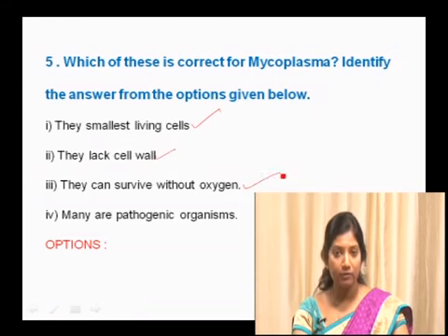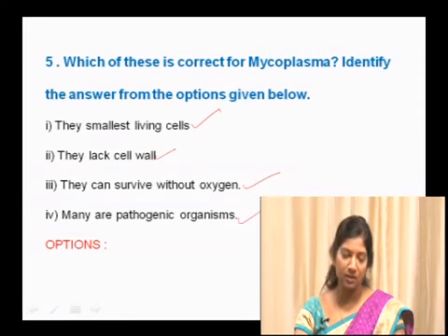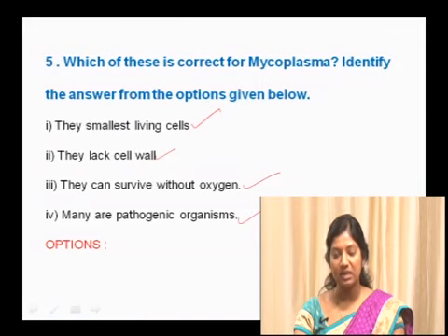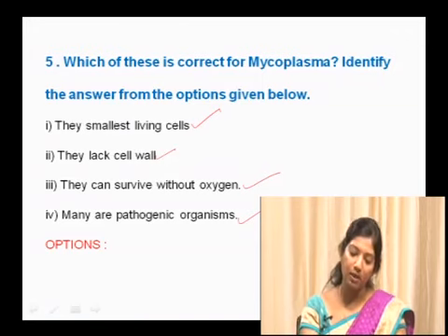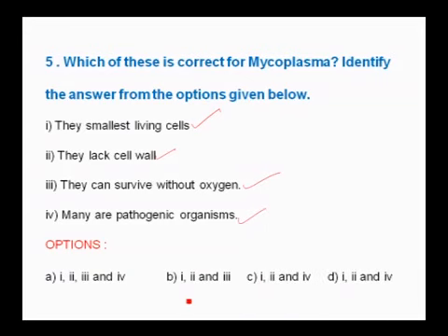They can survive in the absence of oxygen. That is also right. Many are pathogenic forms. Many of the mycoplasma cause different diseases, for example, witch's broom disease. All these are some of the diseases caused. So all the options which are given below are correct. So here the right one which you have to pick is 1, 2, 3 and 4. This is the right one which you people have to select. A, option A.